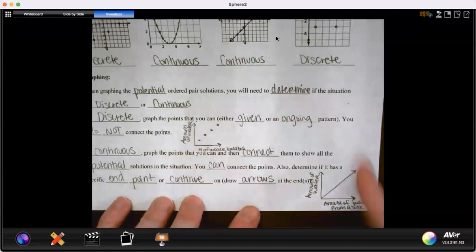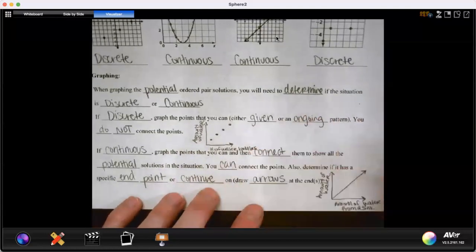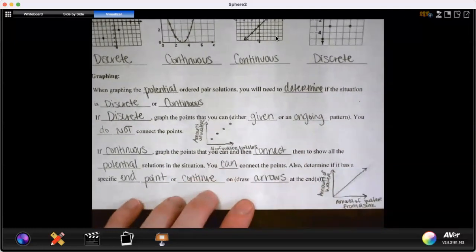Okay, and so here's a nice little description of showing if I had the number of water bottles versus the amount of water from a sink flowing, okay, or the seconds of water pouring from a sink.